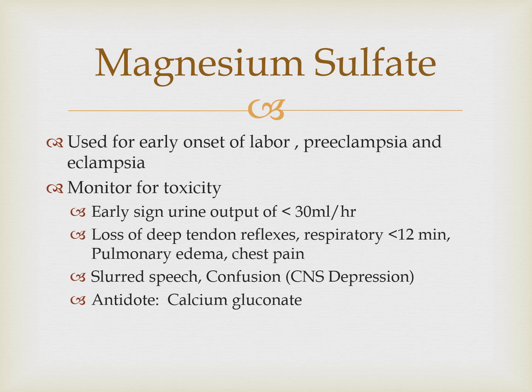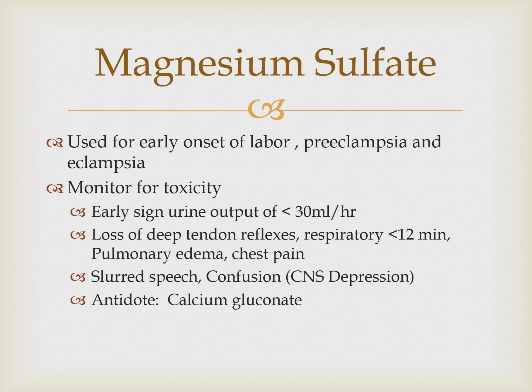So when you want to check for toxicity early, you're going to really closely monitor the signs of urinary output. If it starts to go less than 30 milliliters an hour, you definitely need to think toxicity. You need to stop the medication, call the physician, and get those levels to confirm your assessment. Remember, labs confirm your assessment.